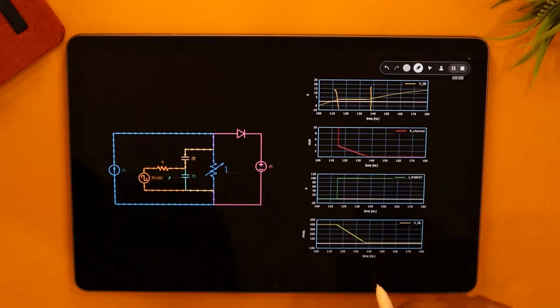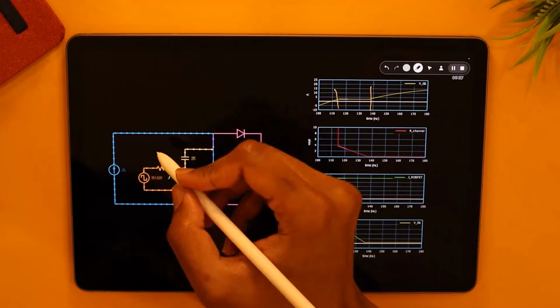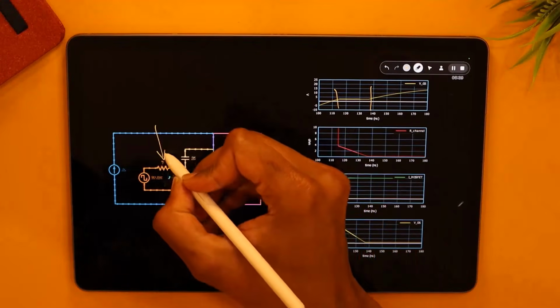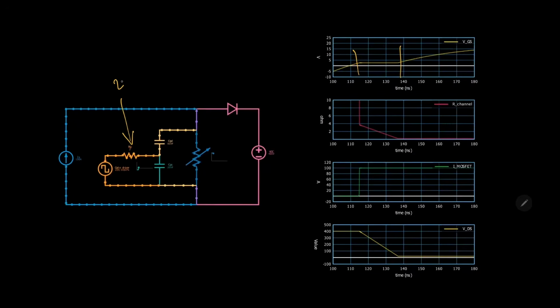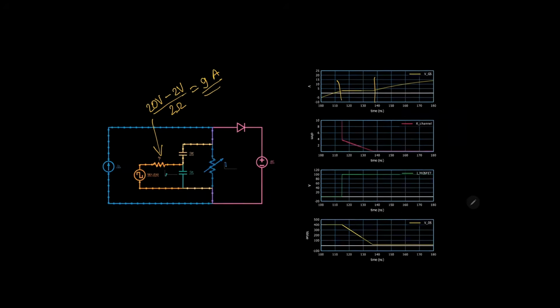Now, during this region, the current through the gate drive resistance, which is around 20 volts, 2 volts is our threshold, that's where the plateau is starting, divided by 2 ohms, which is around 9 amps of current. Now this current has to go somewhere, right?